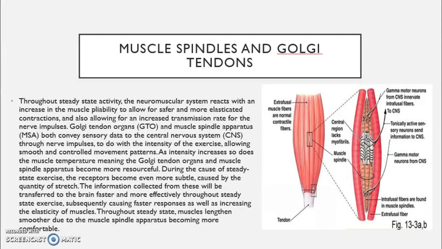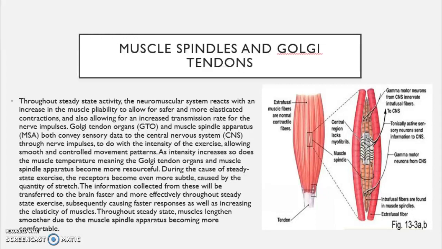Final topic are the muscle spindles and the Golgi tendons. Throughout steady-state exercise, the neuromuscular system reacts with an increase in muscle pliability to allow for safer and more elasticated contractions, and also allowing for an increased transmission rate for the nerve impulses.